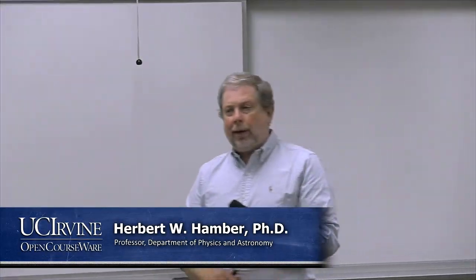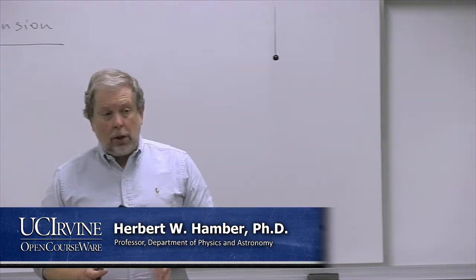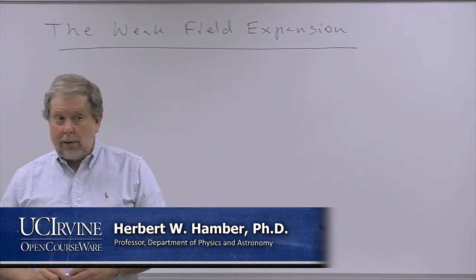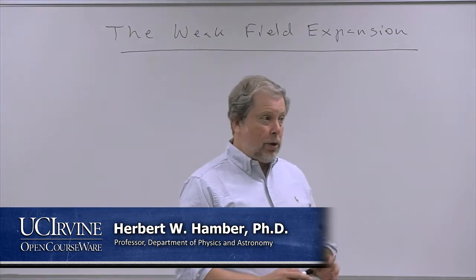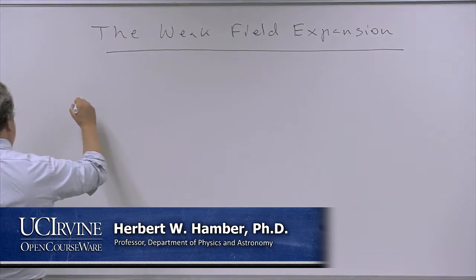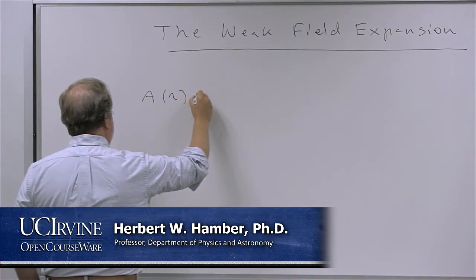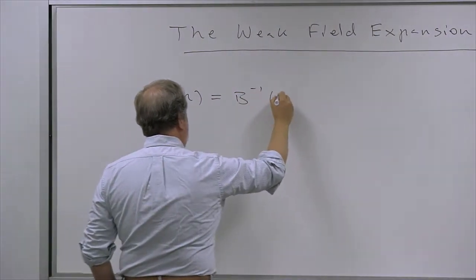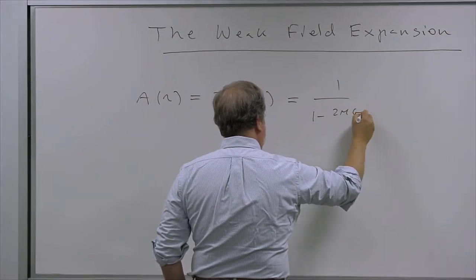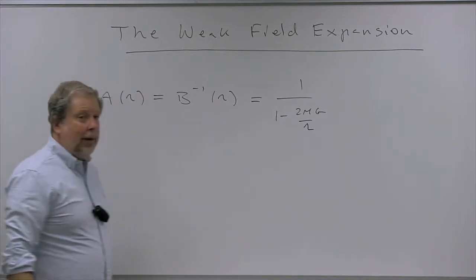So in the last couple of lectures, we looked at a case where we could solve the field equations exactly, find a solution, and that was the case of the static isotropic metric where Schwarzschild found this solution. And the solution depended on this function A(r), which was equal to B to the minus 1 of r, and which was 1 over 1 minus 2MG divided by r.